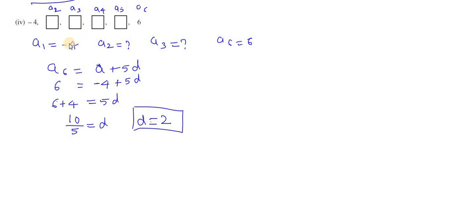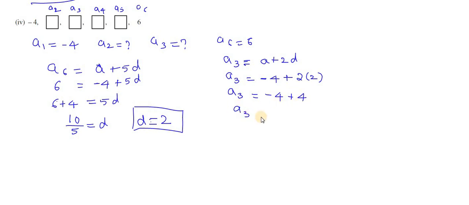Okay, if d is equal to 2, now we can find a2, a3, a4, a5. Why? Because we already know the value of a is minus 4. So now find a3, which is equal to a plus 2d. a3 is equal to minus 4 plus 2 into the d value, which is 2. So a3 is equal to minus 4 plus 4. So a3 is equal to 0.